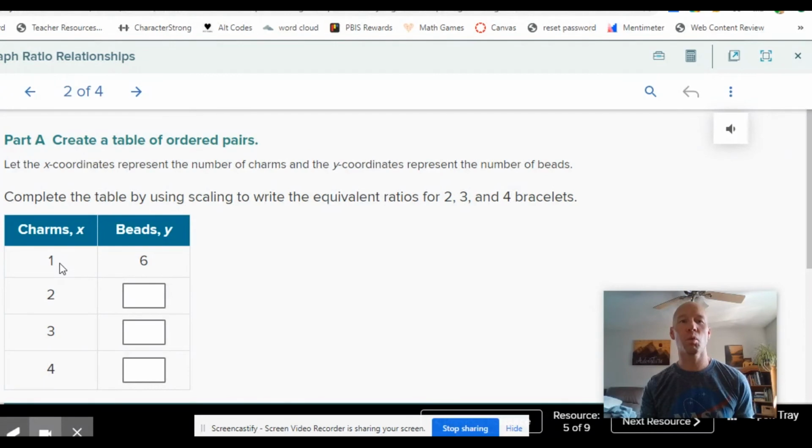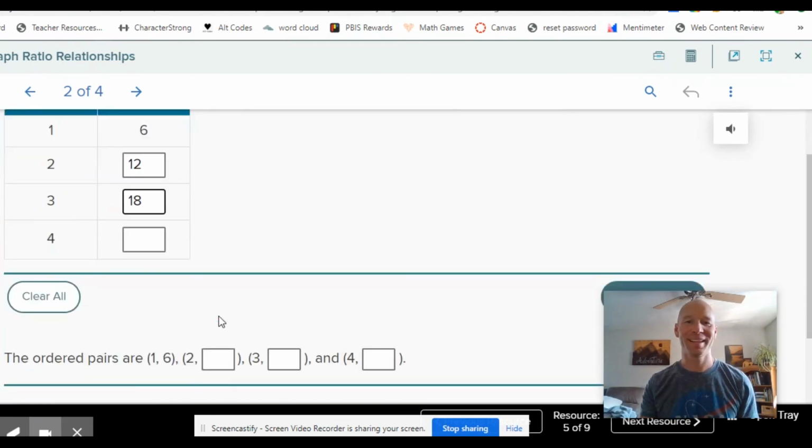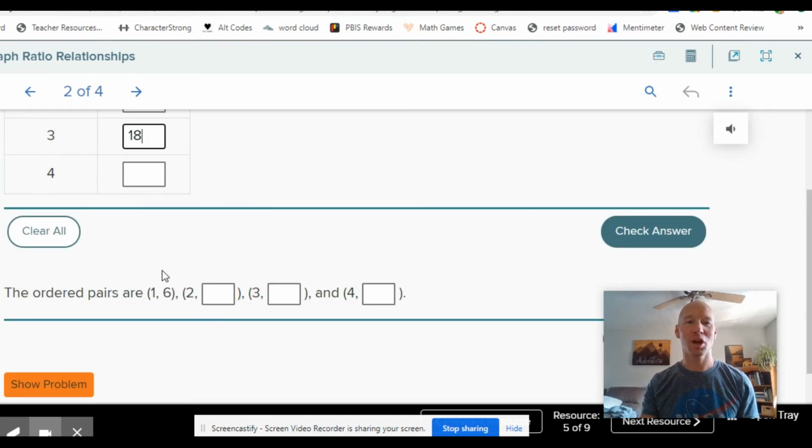So I know that for one charm on the x-coordinate, I have 6 beads. Well, if I have 2 charms, then how many beads am I going to have? Yes, right. I'm going to have 12, because 1 times 2 is 2, and 6 times 2 is 12. I can see that right here. How many beads do I have for 3 charms? Yeah, 18. I already said it. You can fill this out on your own.